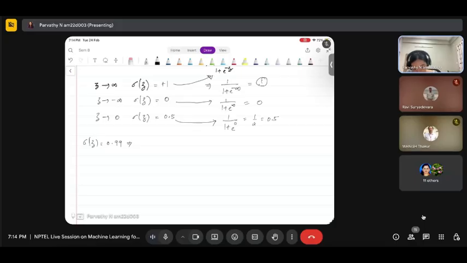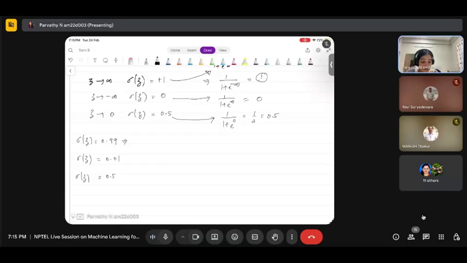Now, when the sigmoid of z is equal to 0.01, that means there is a 0.01 chance that it belongs to class 1. So it is class 0. When sigmoid of z is equal to 0.5, actually at this point, we don't know what class this belongs to. So most of the algorithms will say that when the probability is greater than or equal to 0.5, it is class 1, otherwise class 0. So they use this greater than or equal to.